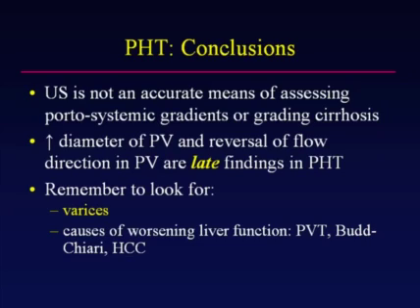In terms of the ultrasound evaluation of portal hypertension, ultrasound is not an accurate means of assessing a specific level or number for the portosystemic gradient. It's not a good way to actually grade cirrhosis. This still needs to be done with biopsy or by angiographic procedure. But you can see findings of portal hypertension, namely increase in diameter of the portal vein and reversal of flow direction in the portal vein, but these are late findings of portal hypertension.